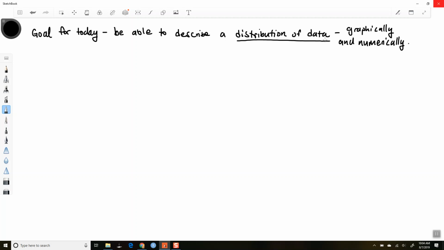All right, and so that's where we'll start, okay? So what is a distribution? Okay, the idea is that we're going out and we're collecting a certain aspect of information about many observations, okay?